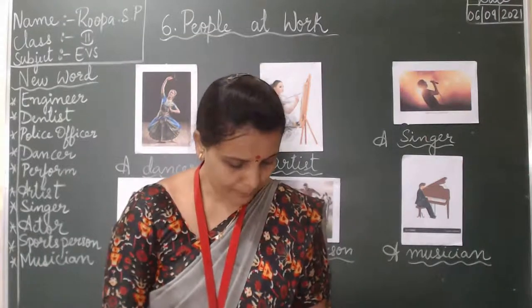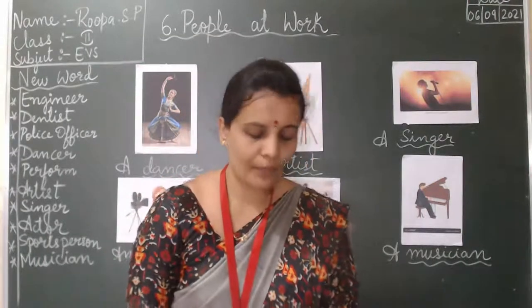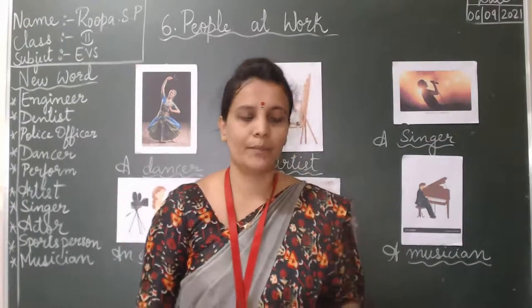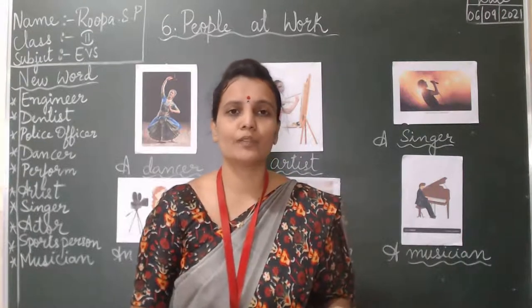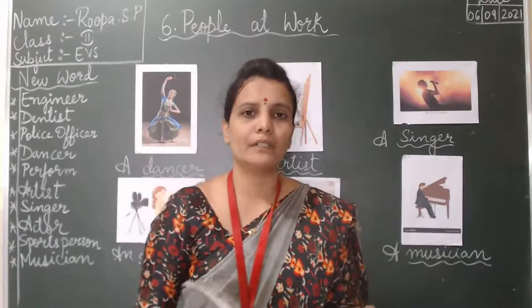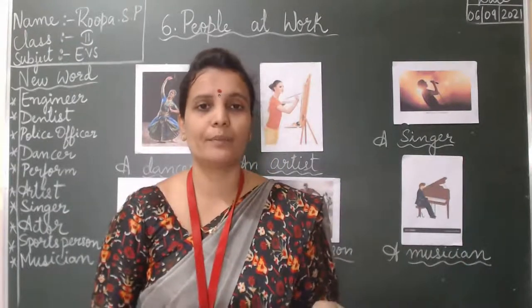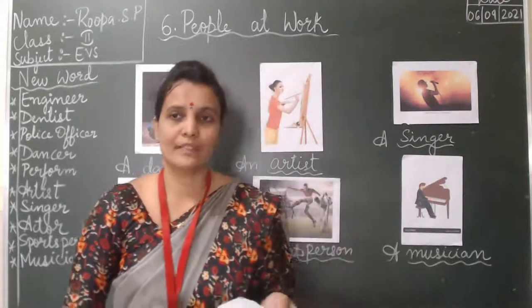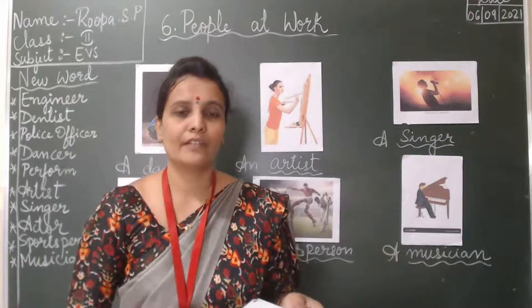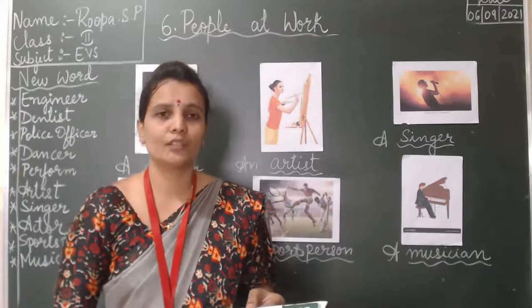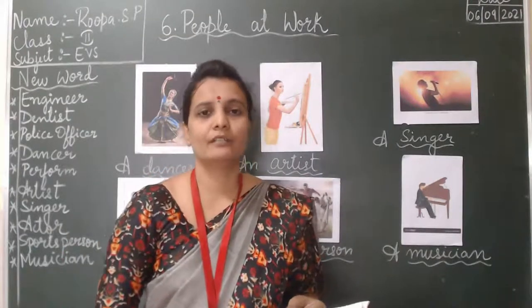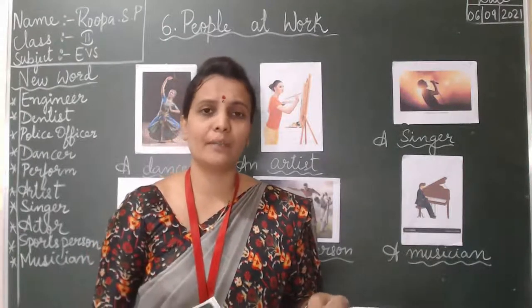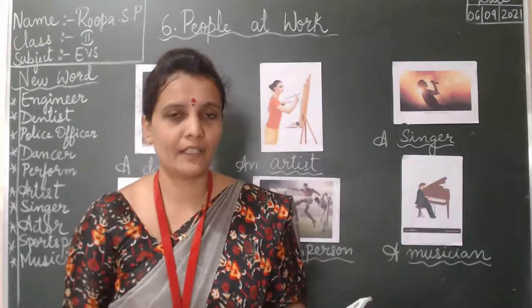The next, turn your page to page number 40. Warm up. Yes, children, page number 40. There are many people who work to help us and make our life easy. We have seen many people. Yes, in this lesson we have seen people at work: vegetable seller, yes, greengrocer. We may say greengrocer for vegetable seller also. Driver, milkman, teacher. Then we have seen farmer, tailor, police officer. There are many people who help us to make our life easy.